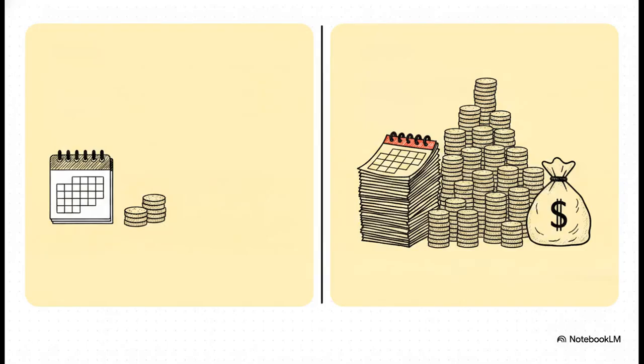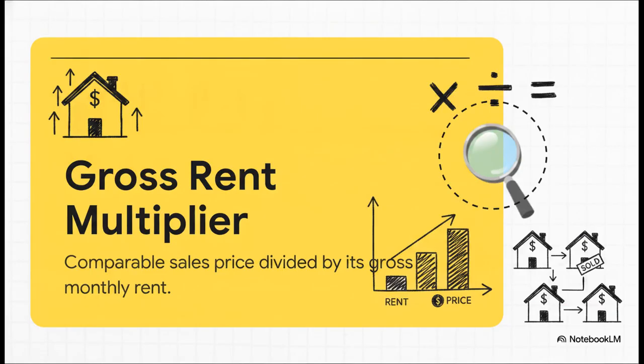There are two common flavors of this technique that you need to know. First up, we have the Gross Rent Multiplier, or GRM, which focuses strictly on monthly rental income. Second, we have the Gross Income Multiplier, or GIM, which steps back and focuses on annual gross income. Keeping straight which time period goes with which acronym is absolutely vital here. All right, let's tackle the GRM first.